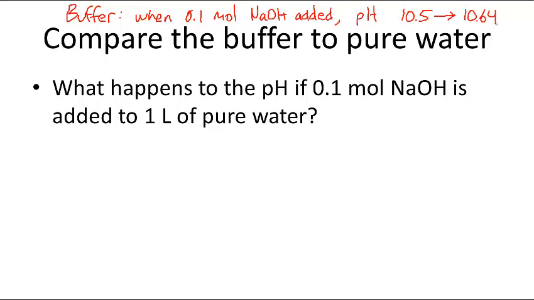Okay. The pH of pure water is 7. After you add 0.1 mole of NaOH to a liter of it, how do you get the pH?